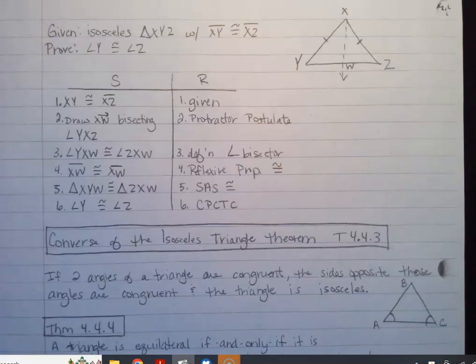All right, so first we've got our given. XY is congruent to XZ. All right, then step 2, this is the tricky one, we haven't ever had this before. It says draw XW bisecting angle YXZ. What's the point of drawing? Okay, so pull out the protractor postulate. So I want you to get that and pull it out. What is the protractor postulate?